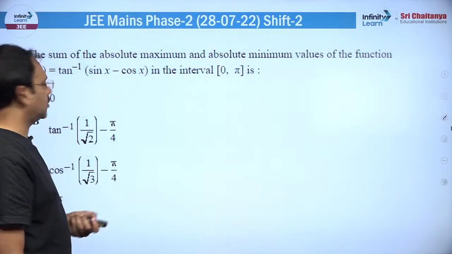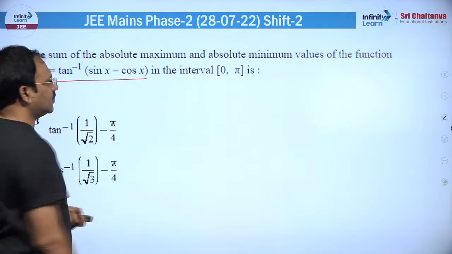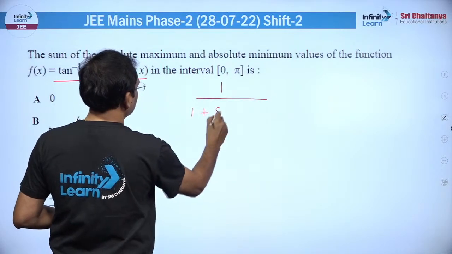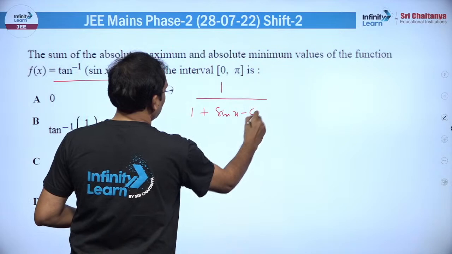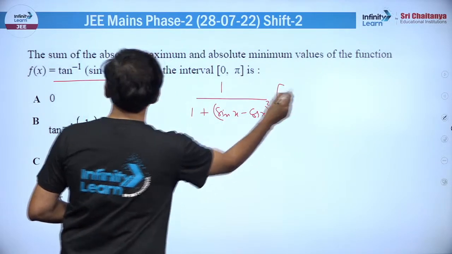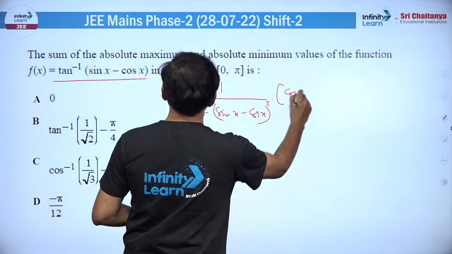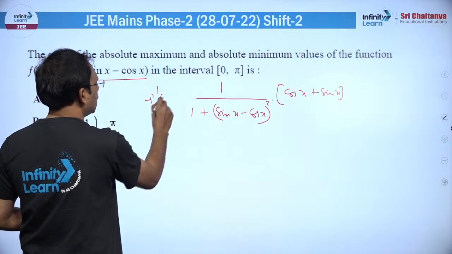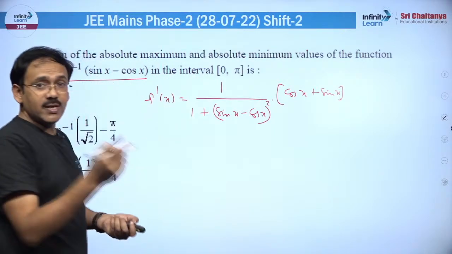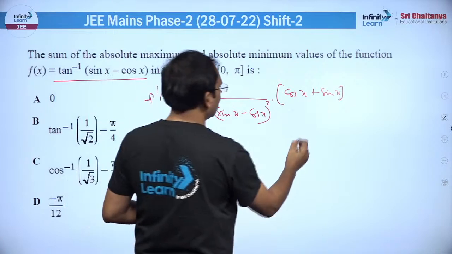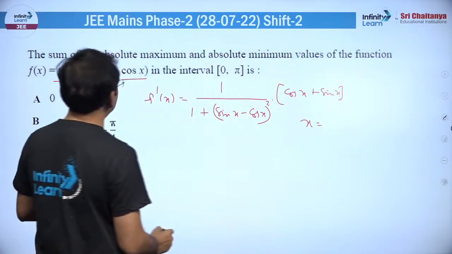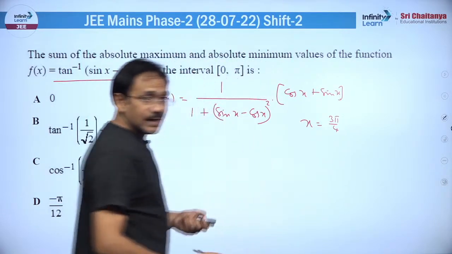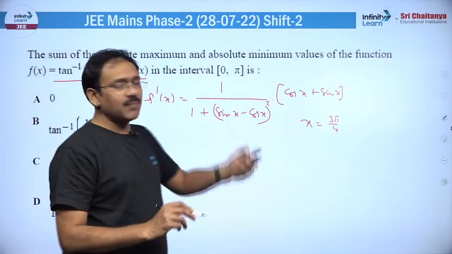of this particular function, tan inverse of sin x minus cos x. You just take the derivative f dash x, 1 by 1 plus sin x minus cos x whole square, into derivative of sin x is cos x, derivative of cos x is minus sin x. You see, this is f dash x. Undoubtedly f dash x will be 0 only when sin x plus cos x is 0. You can say x in the interval 0 to pi is 3 pi by 4, my dear friends. That means it is going to have one of the extrema at 3 pi by 4.